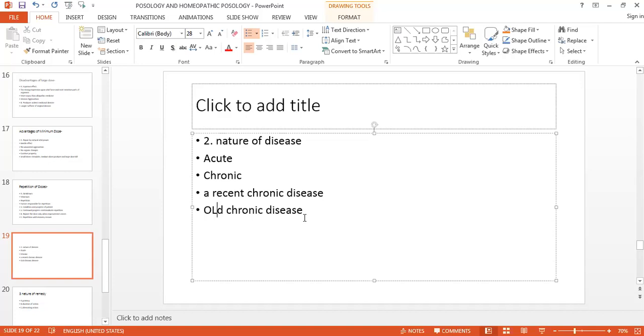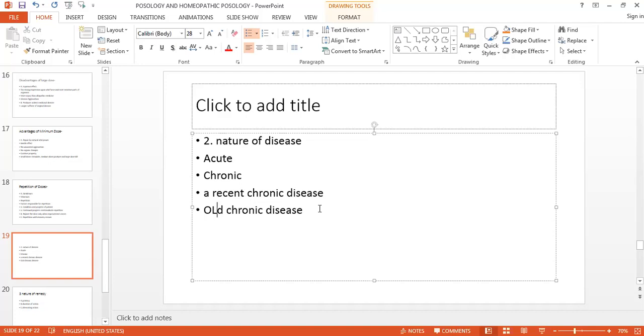It may be acute or it may be chronic. So depending upon the severity, we can give the medicine in the acute disease, and depending upon the type, recent chronic disease or old chronic disease, on the basis of that we can give the medicine. So this is the second point.